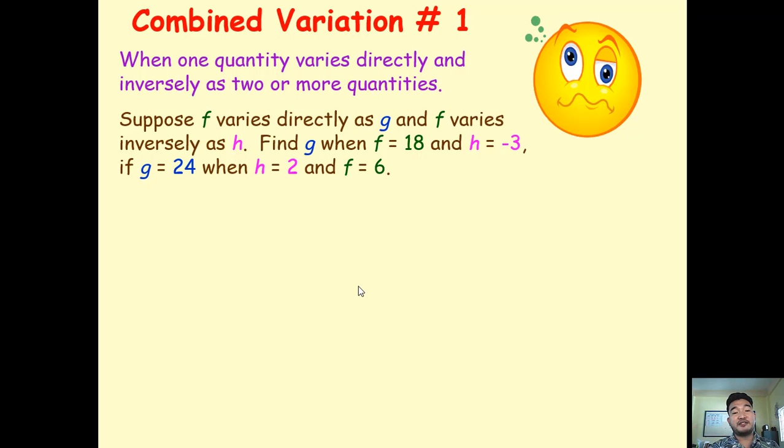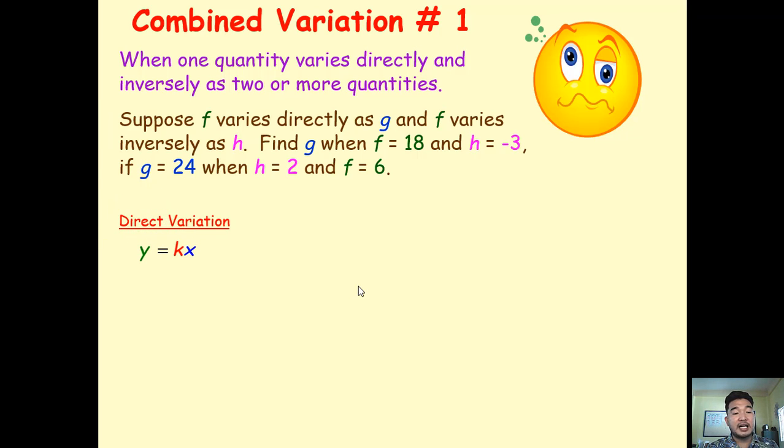So we have three variables here: g, h, and f. But f varies directly as g. So that means f is equal to k times g, but it varies inversely as h. So f will be equal to k times g, and inversely as h, divided by h.